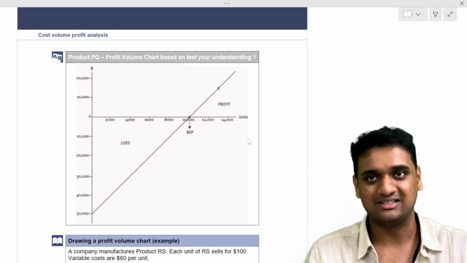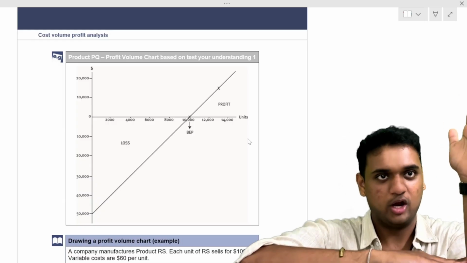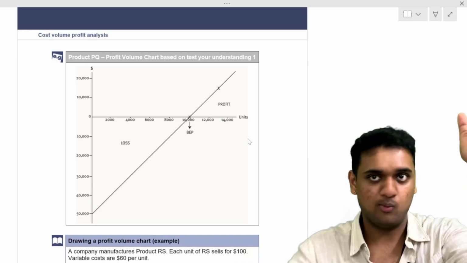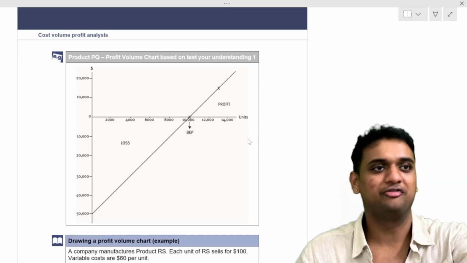Now we will see something called a profit volume chart. How we had amount and volume, so this quantity is volume. Just as we had amount and volume in a break-even chart, here we will have profit and volume.